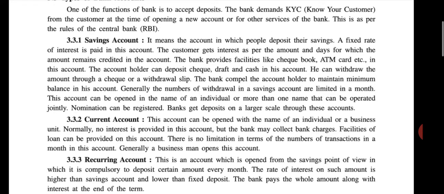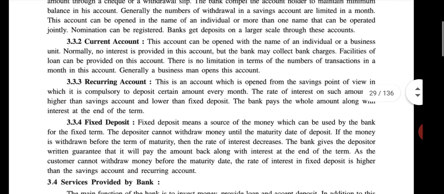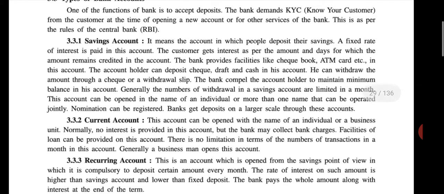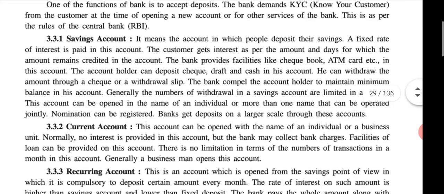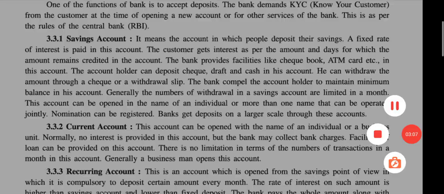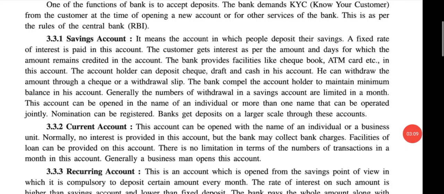So first saving account, then current, then recurring, then fixed deposit. So first we start saving account. What is saving account? It means the account in which people deposit their saving. A fixed rate of interest is paid in this account. The customer gets interest as per the amount and days for which the amounts remain credited in the account.